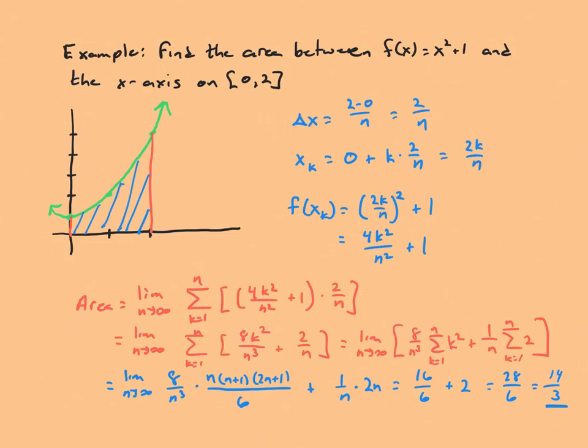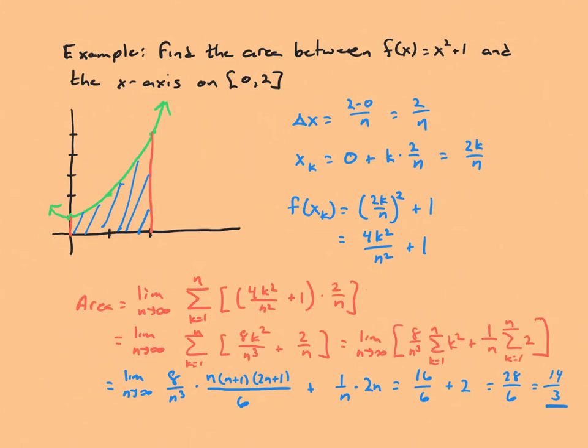And so what this means is this is the height, this is the base. To get the actual area of the rectangle, I'm going to multiply my base and my height, and I'm going to add those up. So the area, by our definition, is going to be the limit as n goes to infinity of the sum from k going from 1 to n of my height, 4k squared over n squared, plus 1, times 2 over n. And the next thing I'm going to do, I'm going to distribute the 2 over n inside.